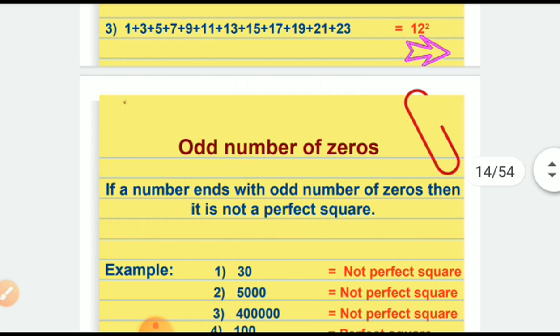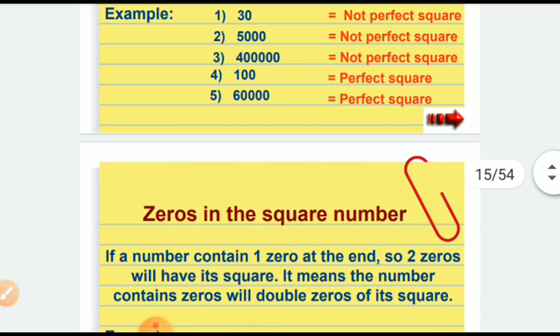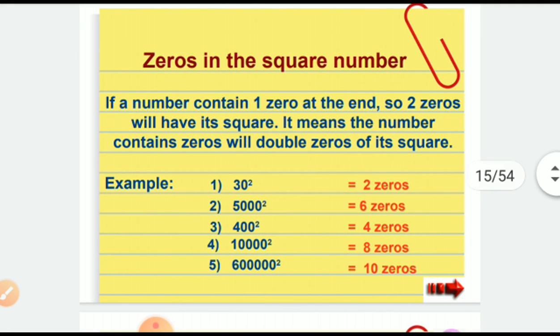Telling you about the odd number only. Odd numbers of zeros. If a number ends with an odd number of zeros, then it is not a perfect square. 30 is not there, 6,000 is not there, because odd zeros are there. But whenever zeros are there in a square number, it is an even number.